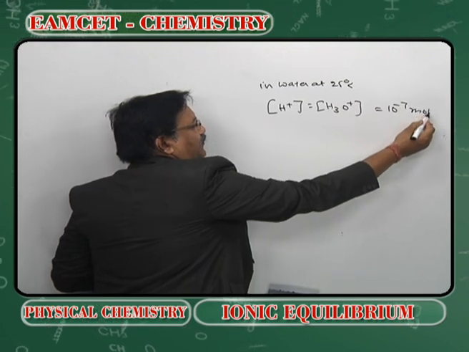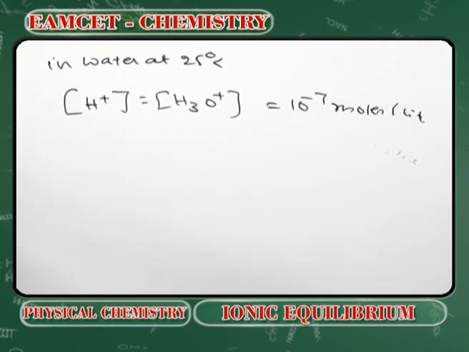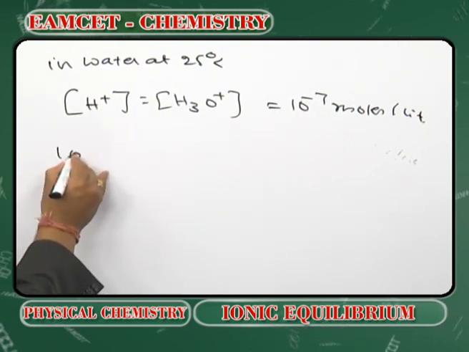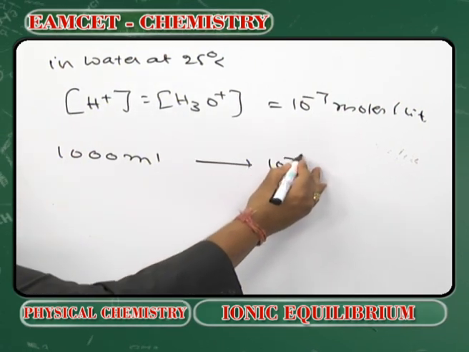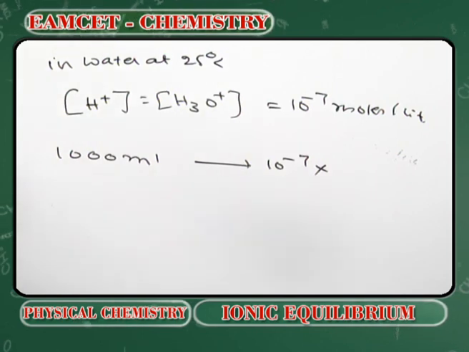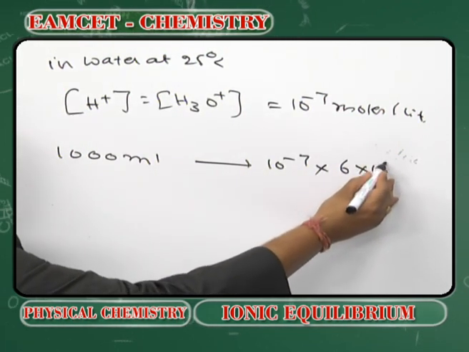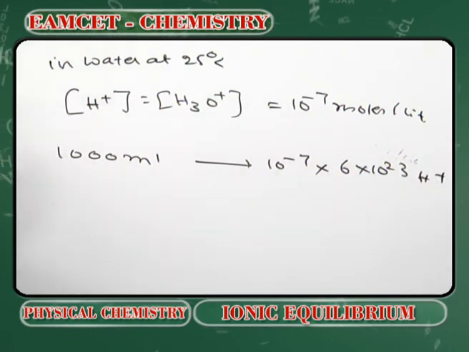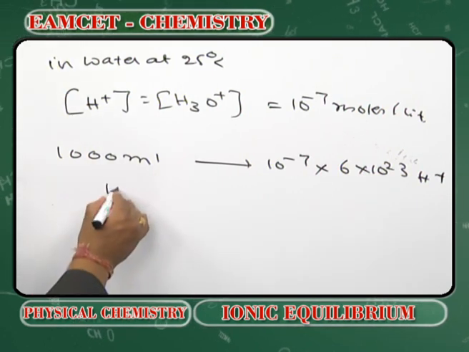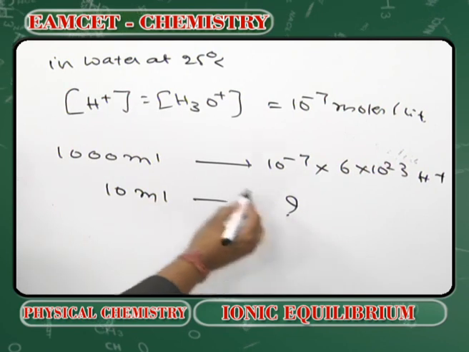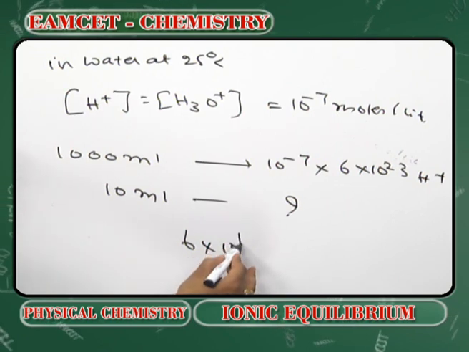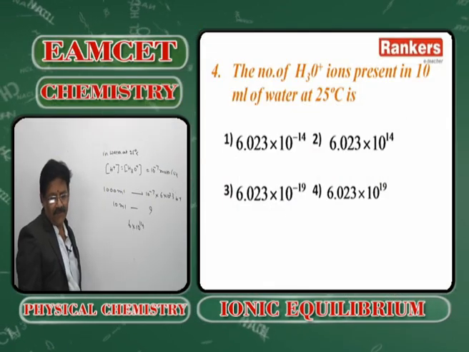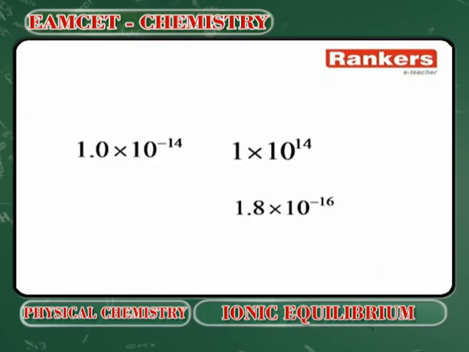moles per liter. 10 to the power of minus 7 moles per liter implies 1000 ml of the water. 1000 ml of the water contains 10 to the power of minus 7 into 6 into 10 to the power of 23 H plus ions, that is 6 into 10 to the power of 16. 10 ml contains how many? 6 into 10 to the power of 14. Option 2 is the answer. Next question.